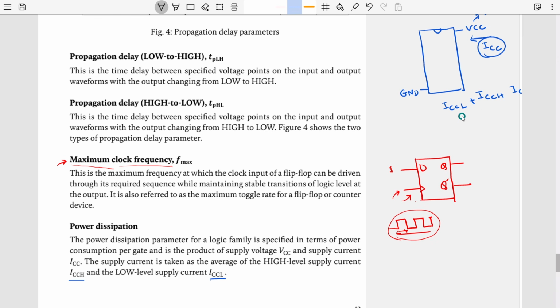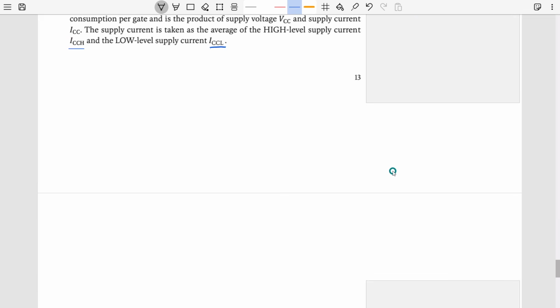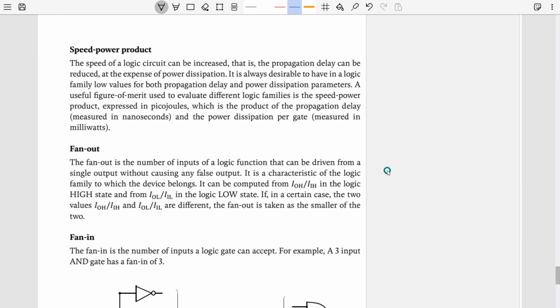So we just add them together, then divide it by 2, and this is the amount of current, basically. Multiply that with VCC, and that will be the power consumed by the device. Then if you want to find out the power consumption per gate, that will be this value divided by 4. Okay, now we are almost there.